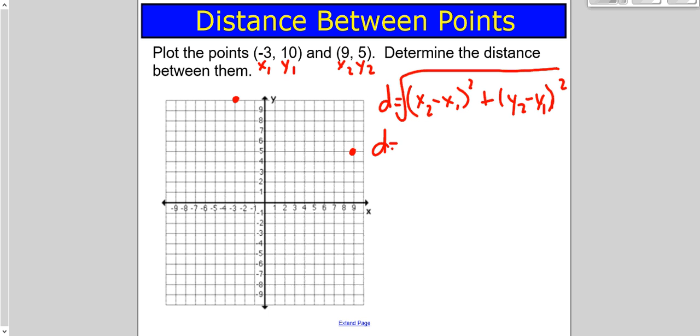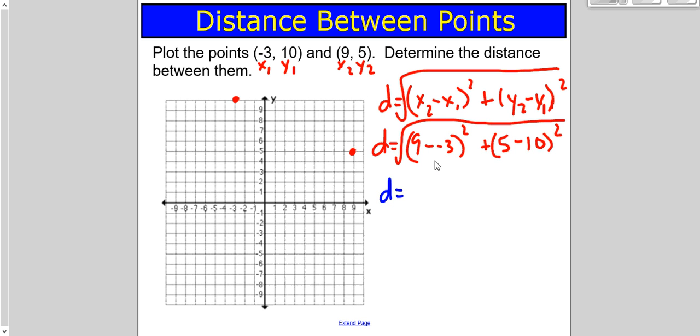So distance equals x2, which is 9, minus x1, which is -3. And we're going to square that. And then y2, which is 5, minus y1, which is 10. And we're going to square that. And then we'll take the square root.